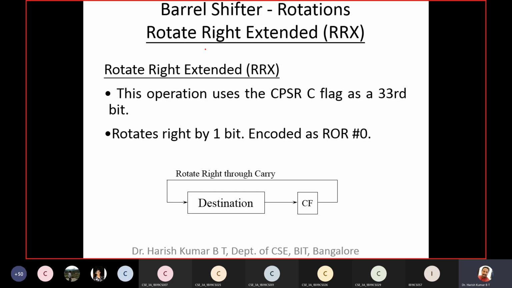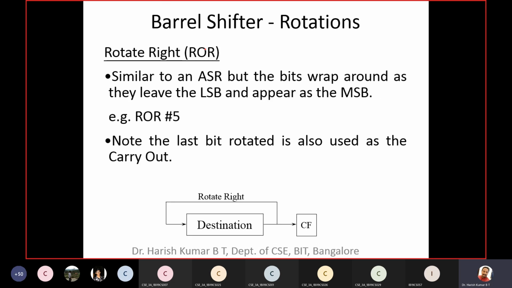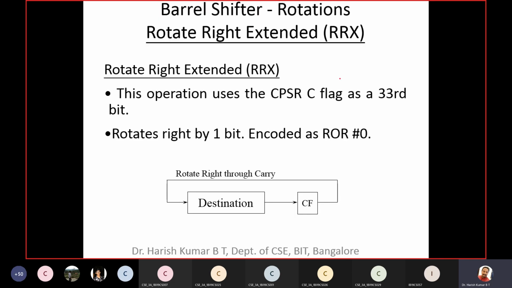So the maximum number of shifts that can be done is 32-bit, but this operation uses the CPSR C flag, that is the carry flag, as a 33rd bit. So the maximum number of shifts that you can do here is 33 shifts. Just including this: this is 32 bit, this is 32 bit, and this is one more bit.